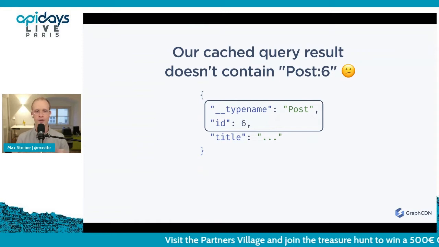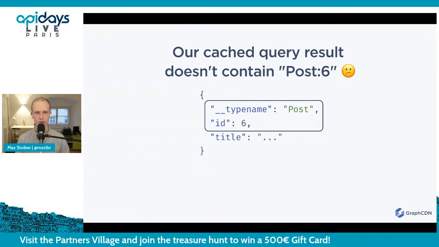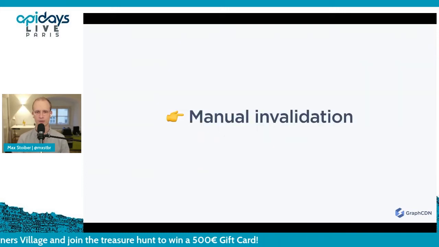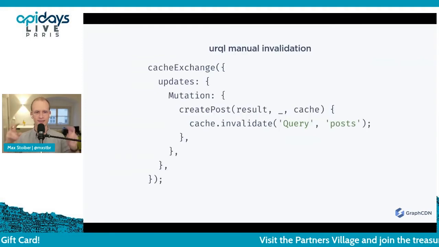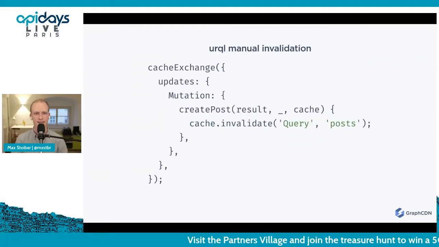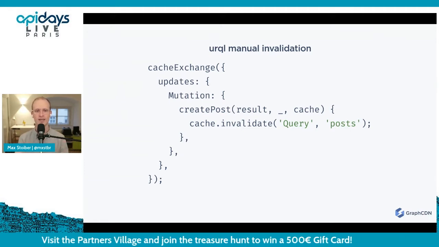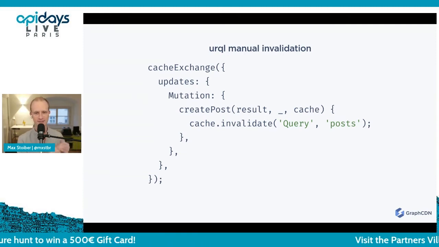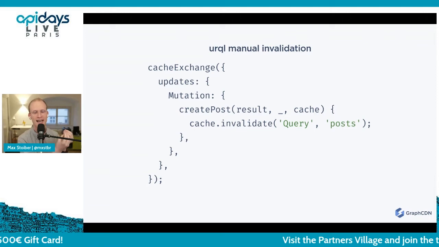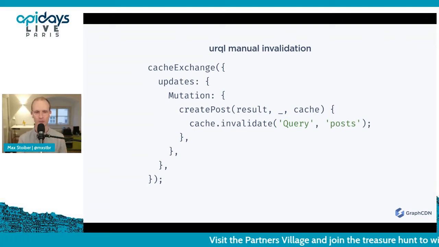That is the one edge case that this magic invalidation has, and as a solution, GraphQL clients ship something called manual invalidation. And so, for example, with Urql, which is one of the biggest GraphQL clients, you can define this updates key, and you can say, look, if you, Urql, the GraphQL client, see the create post mutation, please invalidate the query.posts query, because that list of posts that was returned has to have changed now that there's a new post, right?